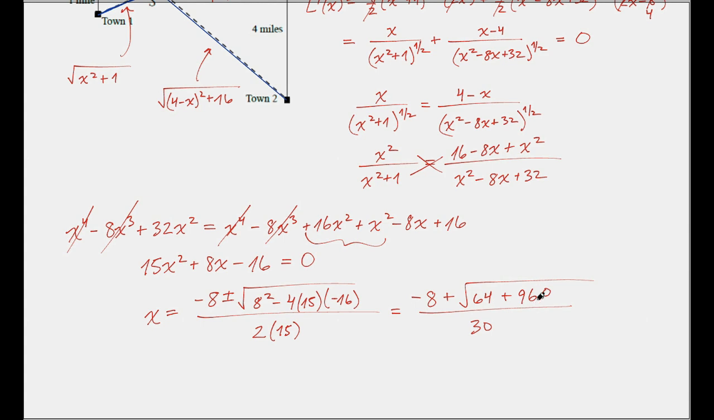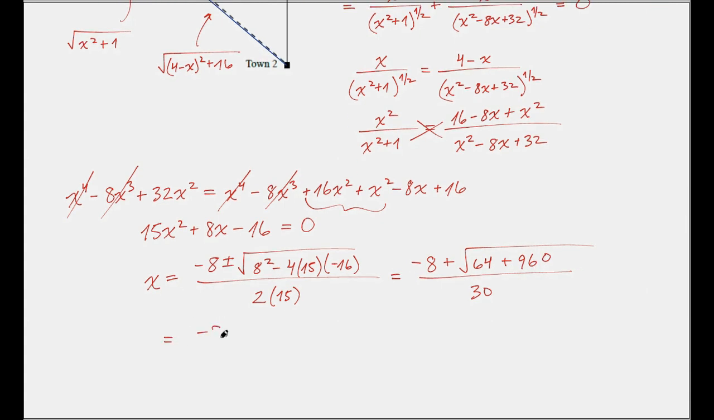Okay, and then 64 plus 960 is 1024, and that, super convenient, happens to be a perfect square. So we get negative 8 plus, this is 32 squared, so this is 32, over 30. Okay, negative 8 plus 32 is 24. 24 over 30. Okay, so we get 4/5 or 0.8. I'm just going to leave it as 4/5. Okay, that is our value for x.